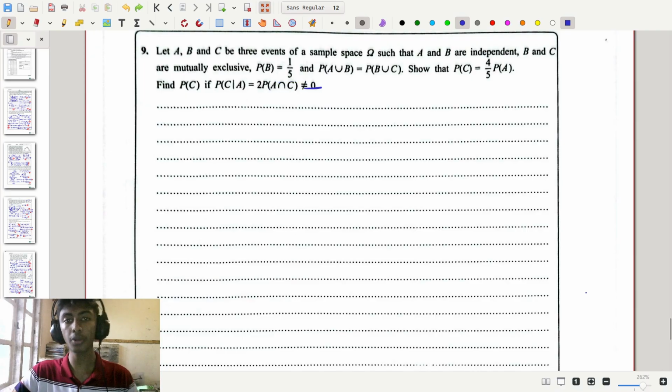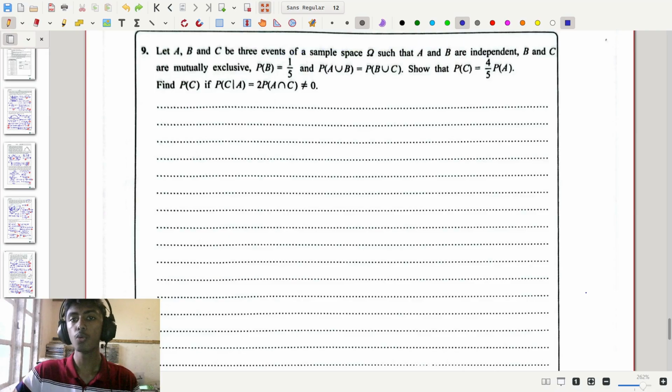Now, the not equal to 0 bit is there because in order for P of C given A to be anything other than 0, we need the case that A and C can happen at the same time, which is why the probability of A and C happening at the same time is not equal to 0. So now, how do we approach this problem? The first thing we can do is to try to line out all of the things that we do know.